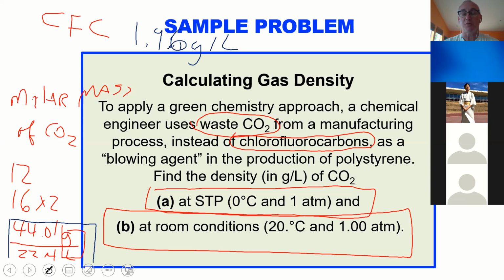But at usual conditions, like normal room conditions, it's still 1 atmosphere, but the temperature goes up. So if the temperature goes up, what happens to the density? Does it go up or down? Down. Right, it goes down because it should increase the volume.